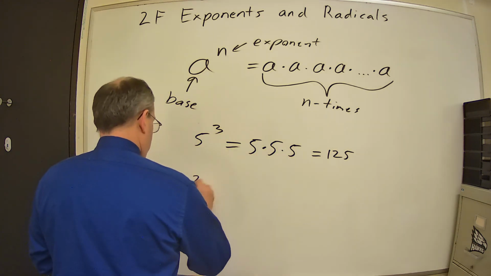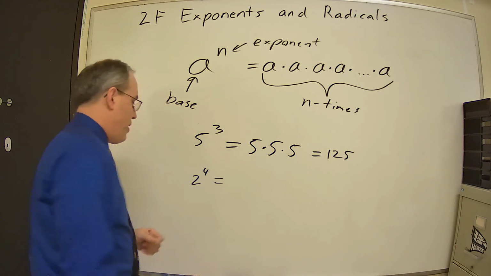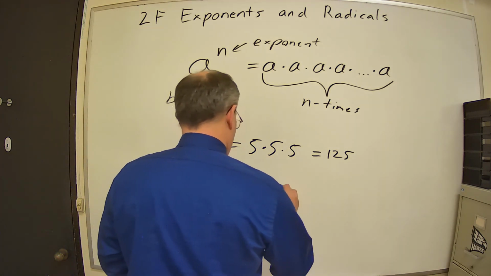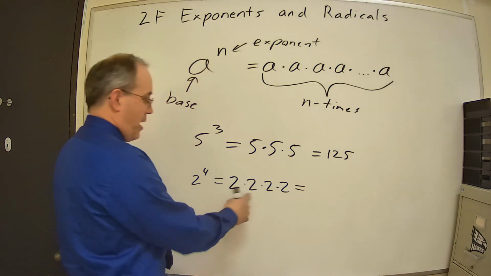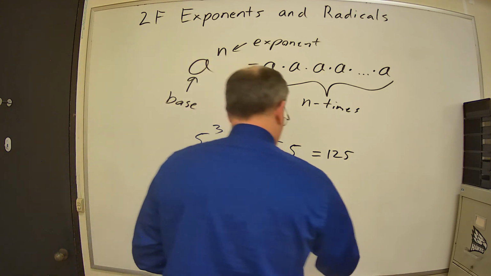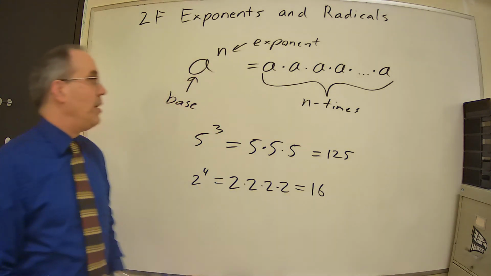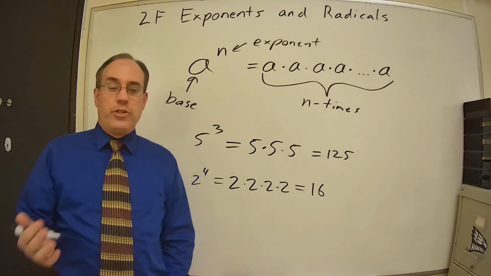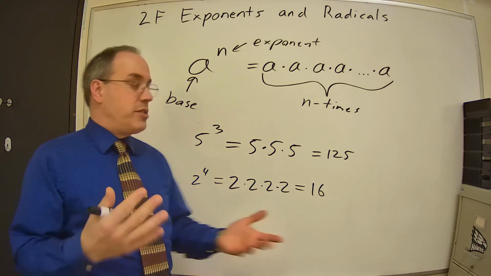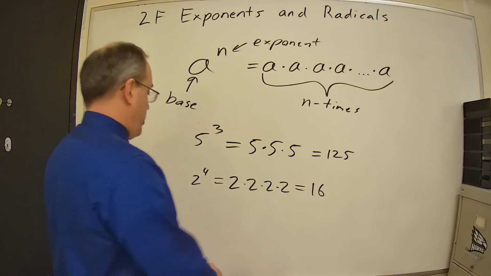If we have 2 to the 4, then we're taking 4 2s and multiplying together. 2 times 2 times 2 times 2. 2 times 2 is 4, times 2 is 8, times 2 is 16. And that's how exponents work. Pretty straightforward. It's just repeated multiplication.